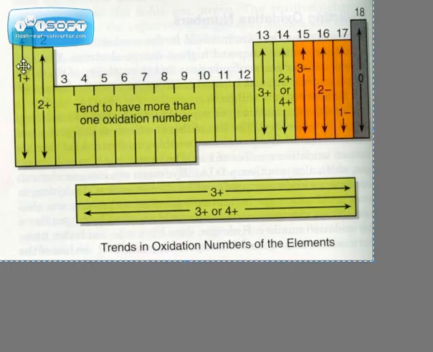We can see group 1 has a +1 charge, group 2 has a +2 charge, group 13 has a +3, and group 14 can be either 2 or 4, and we'll talk about how we can tell which once we get there. Group 15 always has a -3 charge, group 16 has -2, and group 17 is -1. We're not going to worry about the transition metals for right now, because they get a little bit confusing, so we're just going to ignore them.